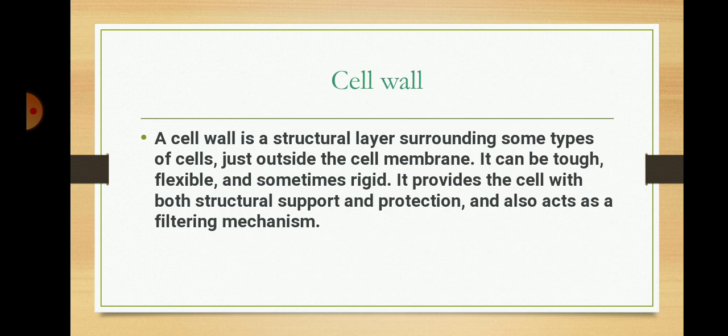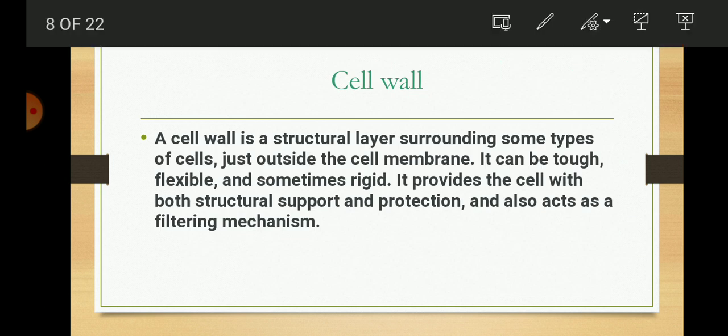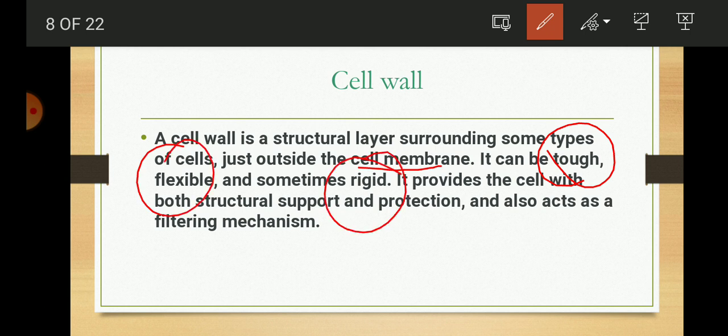So here, what is cell wall? So cell wall is a structural layer surrounding some type of cells just outside the cell membrane. As we have already discussed, it is present outside the cell membrane, and it provides the toughness, flexibility and rigidity to the cell. So students, the function of the cell wall is to provide the toughness, flexibility and rigidity to the cell.